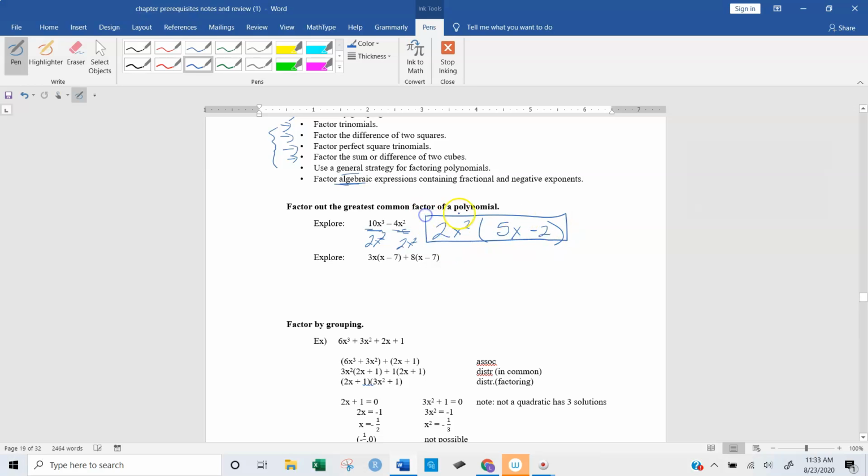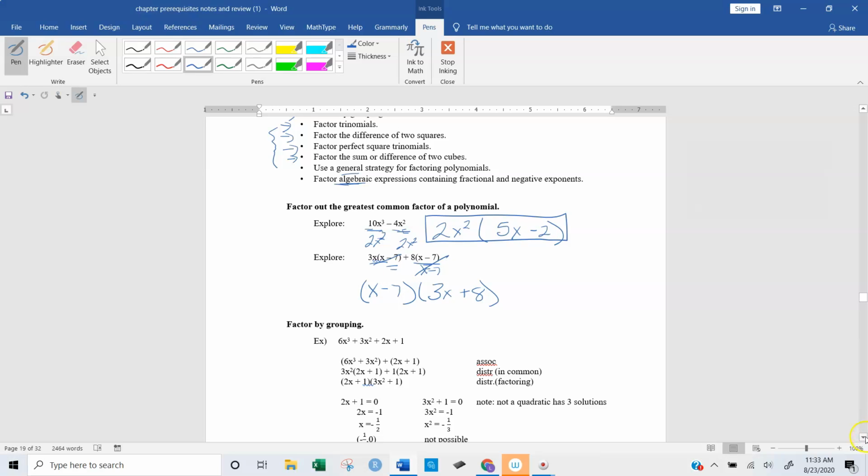Okay, the next one was a little tricky. I wanted you to recognize that there's two terms here, and both terms have an x minus 7 in common. So what you're factoring out is an entire term or entire set of parentheses. Once you take out the x minus 7 or divide by it, that will leave you 3x on this side. You divide by the x minus 7 here, and you are left with 8.